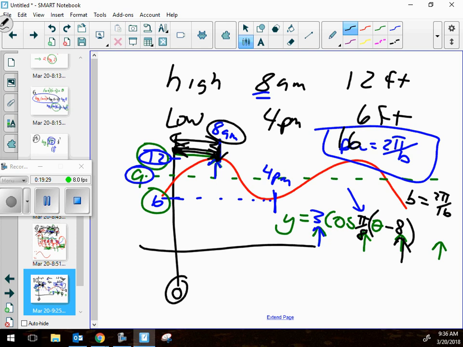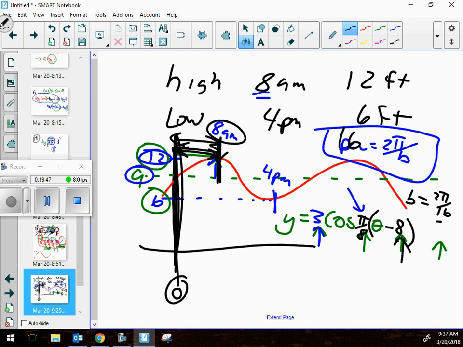Yes. Yep. It's 8 because it's 8 a.m. Because the time from here, which is 0, to here, which is 8, it's that distance. And that distance is the time, and that time was 8 hours. Okay, so that's an 8.